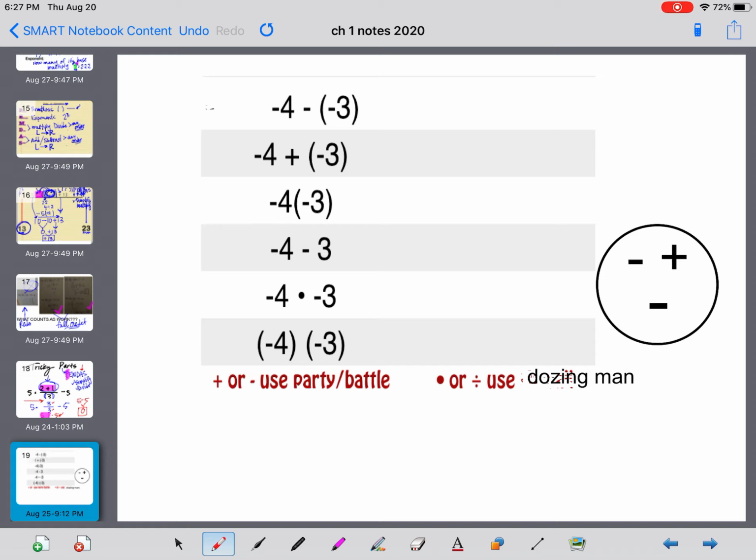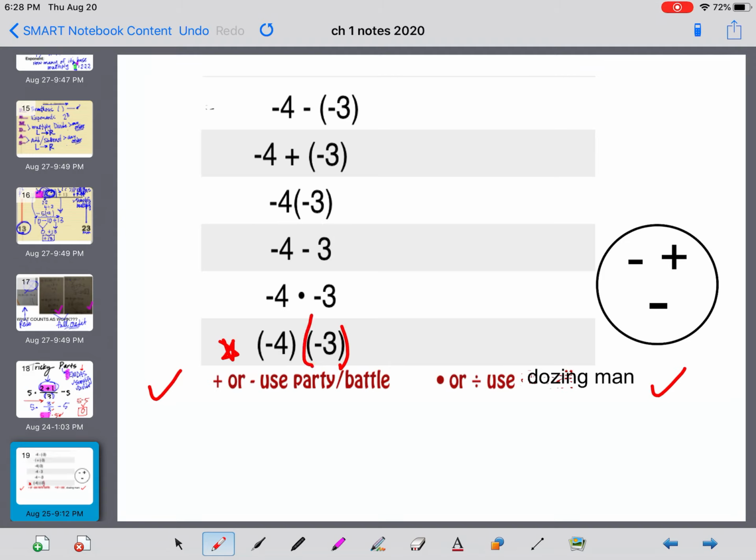So let's go through and decide when we are going to use Parties versus Battles and when we are going to use multiply and divide rules. Okay? Well, the first thing, let's start at the bottom here and work our way up. Down on the bottom, I have parentheses. That means what? You should pause the video right here and try to do some of these on your own. Then come back and check your work.